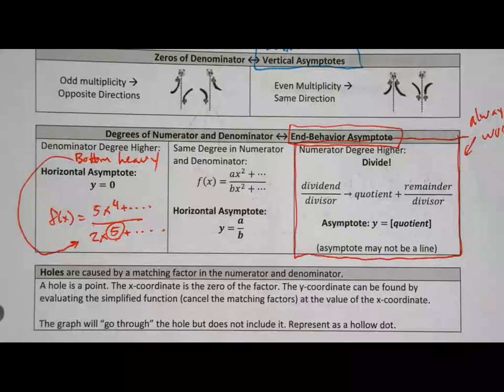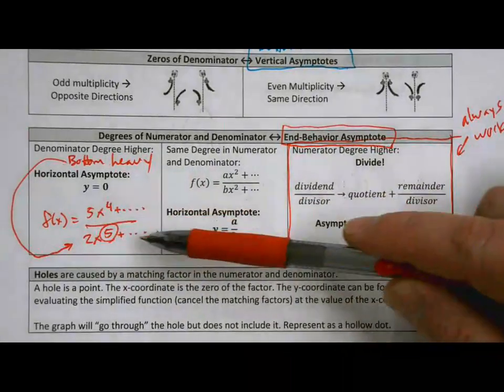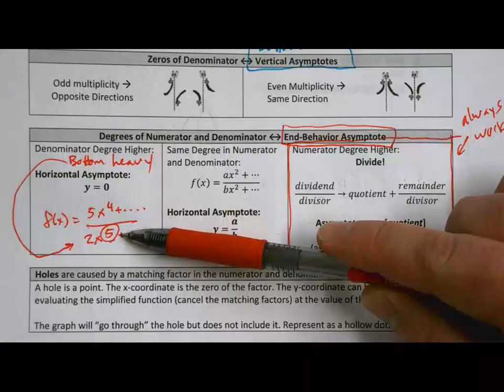Anytime that happens, you're going to have an end behavior asymptote of y equals 0. You don't have to do any work for it. You just have to recognize, oh, that's that special situation. We're going to have y equals 0. The coefficients don't matter. It's the degree that makes a difference, okay?